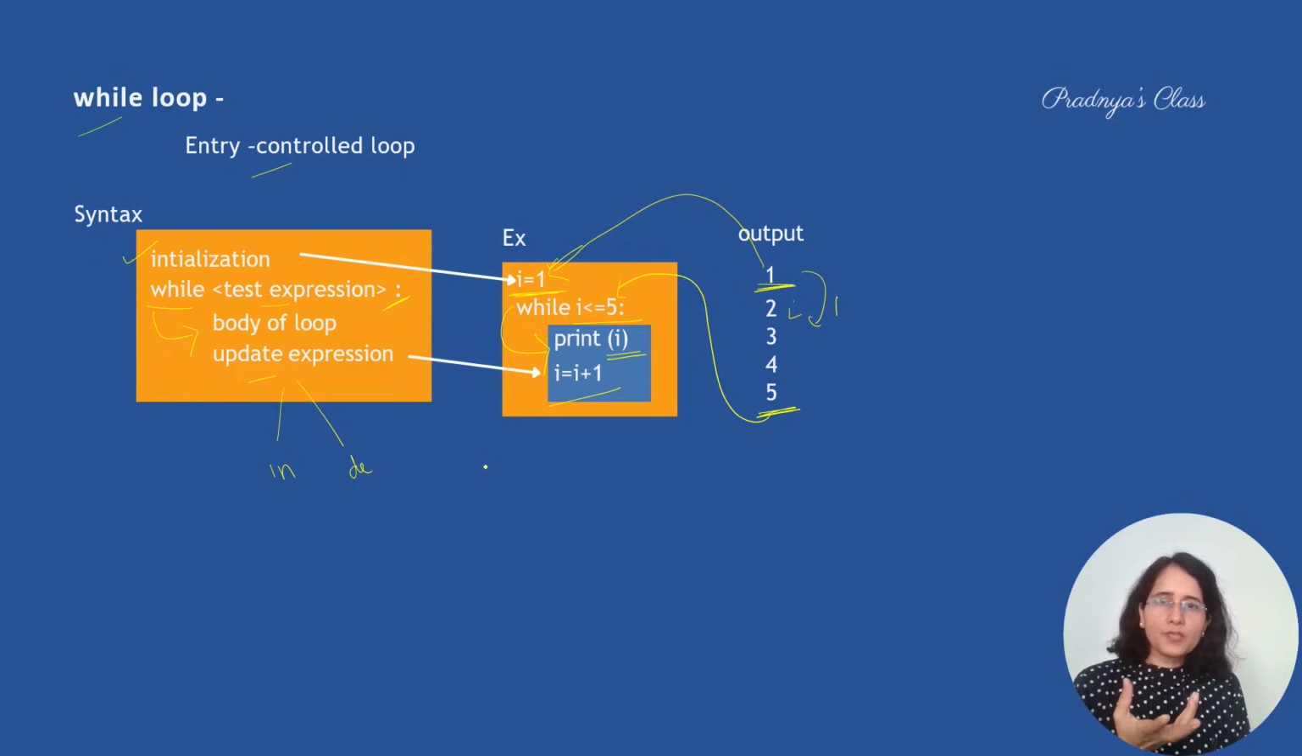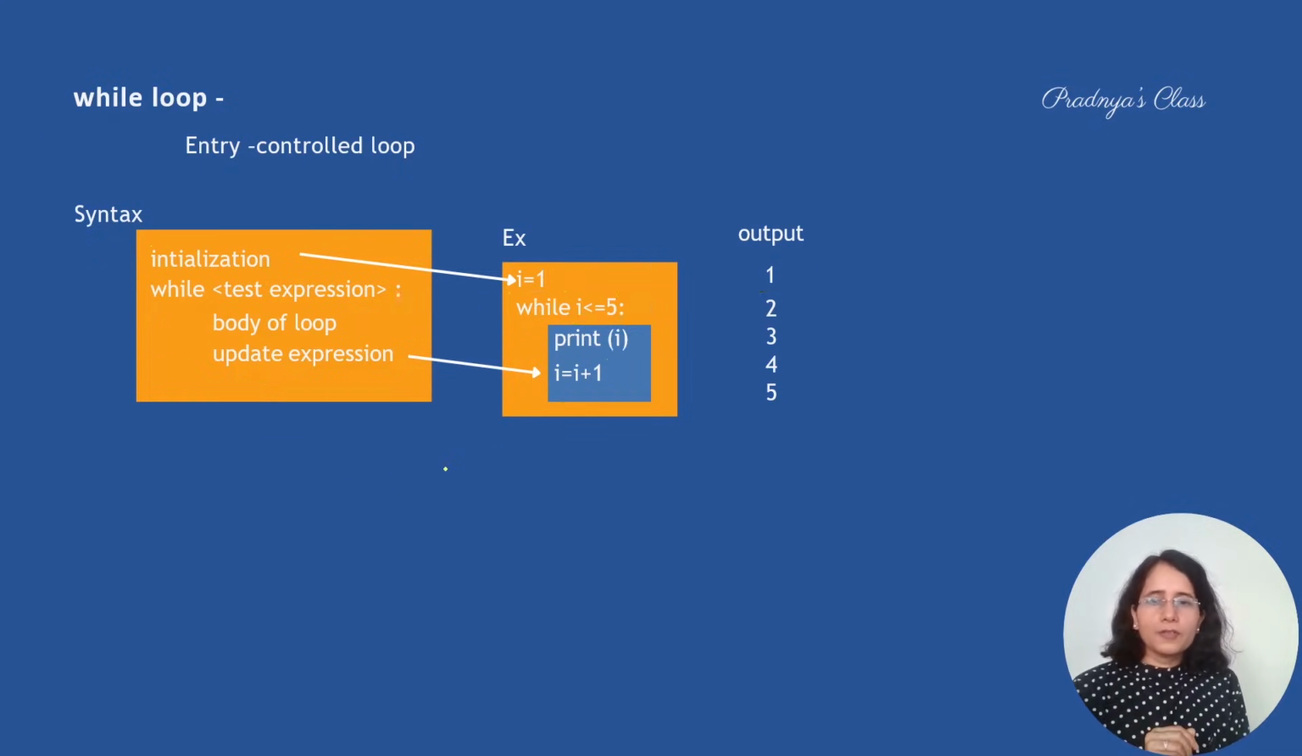So let's dry run this program and check out the values. So initially i is 1. 1 is less than 5. Yes, it is true.